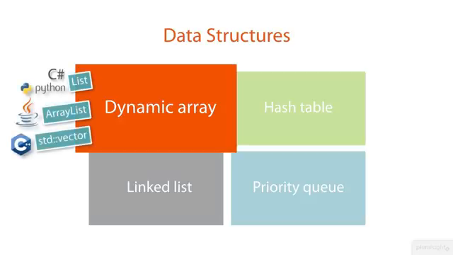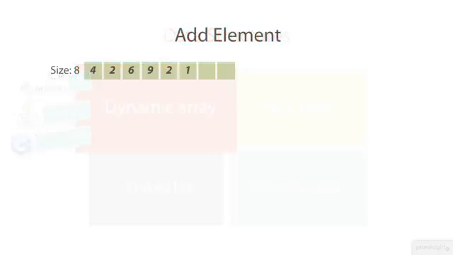In C# and Python, this data structure is implemented in a type named list. Java calls it an array list, and in C++ the structure can be found in std::vector. Let's take a closer look at some common operations on dynamic arrays.